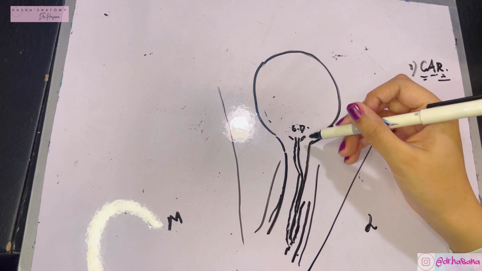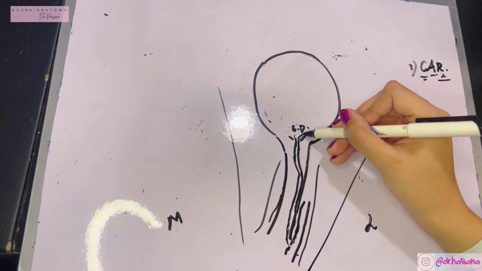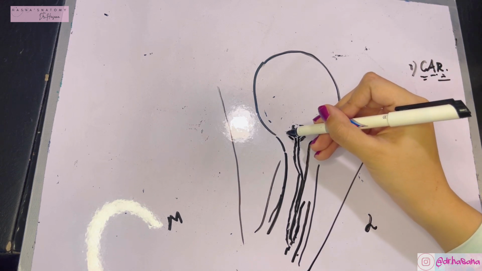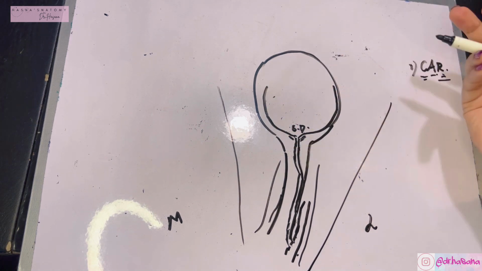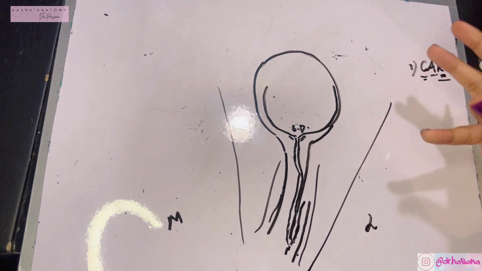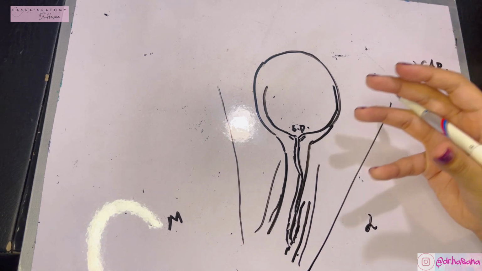We'll learn it in the eyeball. And once it reaches the optic disc, it divides into branches, and it supplies all the layers of the retina. This is important because the retina is the chief organ for your vision.